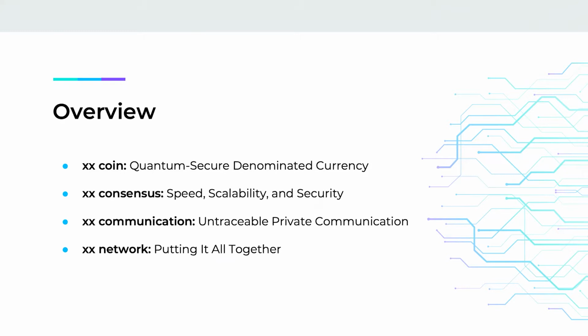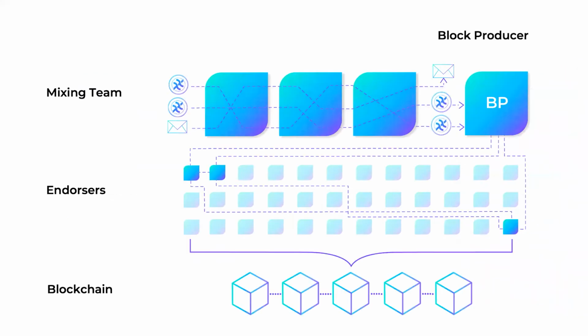The next slide has a schematic of the key roles here. These boxes with the rounded corners are all nodes within the XX network, and you can see the central backbone role that they play. You've got mixing teams at the top, running the Elixxir cMix technology to mix messages. That's what destroys the metadata. You've got the block producer creating each block. On that second row, you've got the endorsers who verify that the block producer is going to do a good job, and that leads to block creation throughout the blockchain.